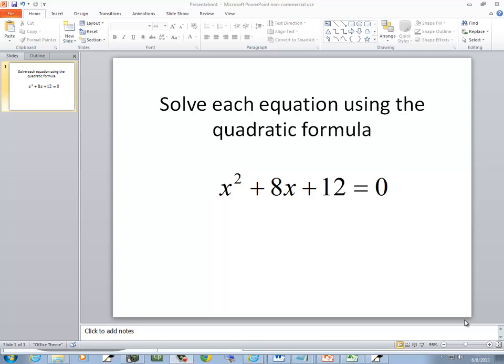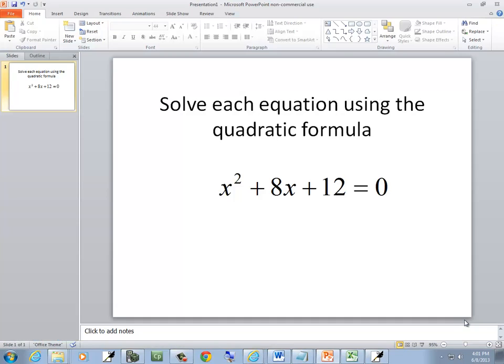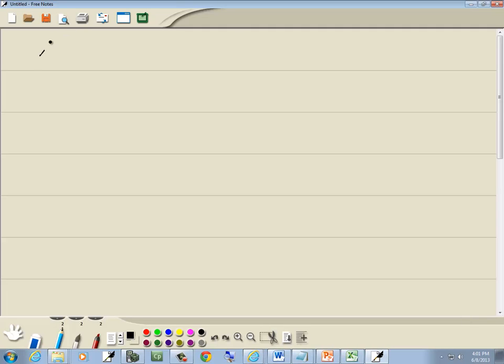Let's solve this problem using the quadratic formula. Got x squared plus 8x plus 12 equal to 0. Now, in order to use a quadratic formula, I have to have 0 on one side, which we do.